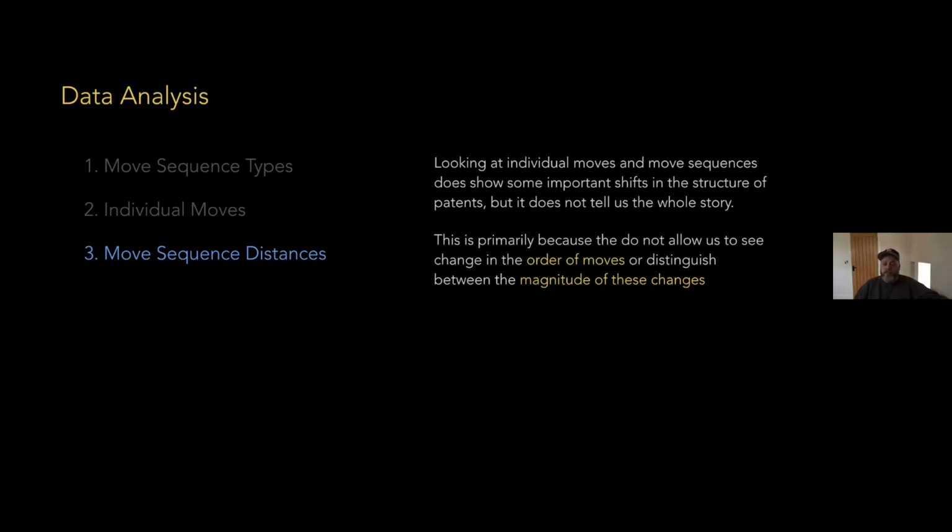The big obvious limitation with those two analyses I just presented is that they don't let us look at the change in the order of moves, and they don't let us look at how big the magnitude of the changes are, right? So we see that there's changes, but we don't know how big the change is. We don't know what exactly is changing. You could have a wholesale switch, and that would be just as big as the inversion of the order, say, of two moves.